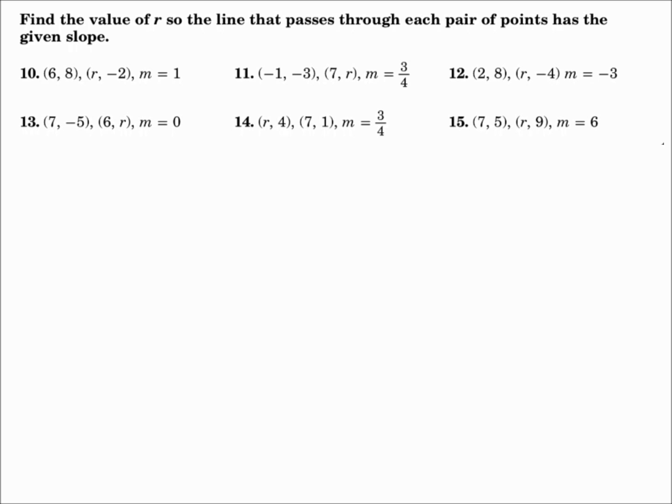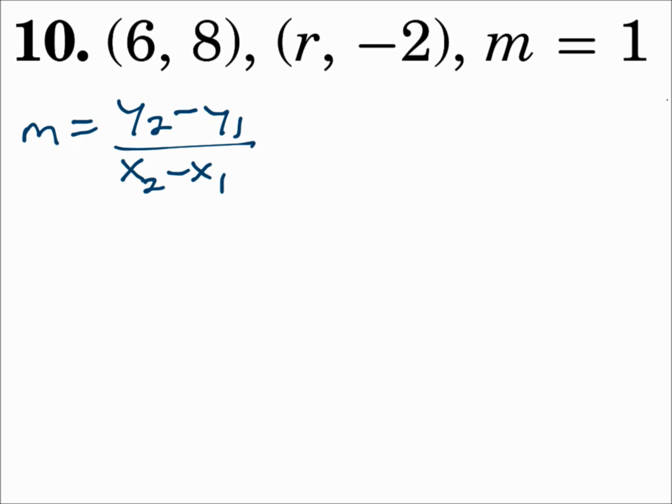Find the value of r so the line that passes through each pair of points has the given slope. Number 10. Notice, we're not looking for the slope this time. We're given the slope, and we're looking for one of the coordinates. So we'll still use the slope formula, except now we'll be substituting in a number for the slope, and we'll be looking for either an x or a y.